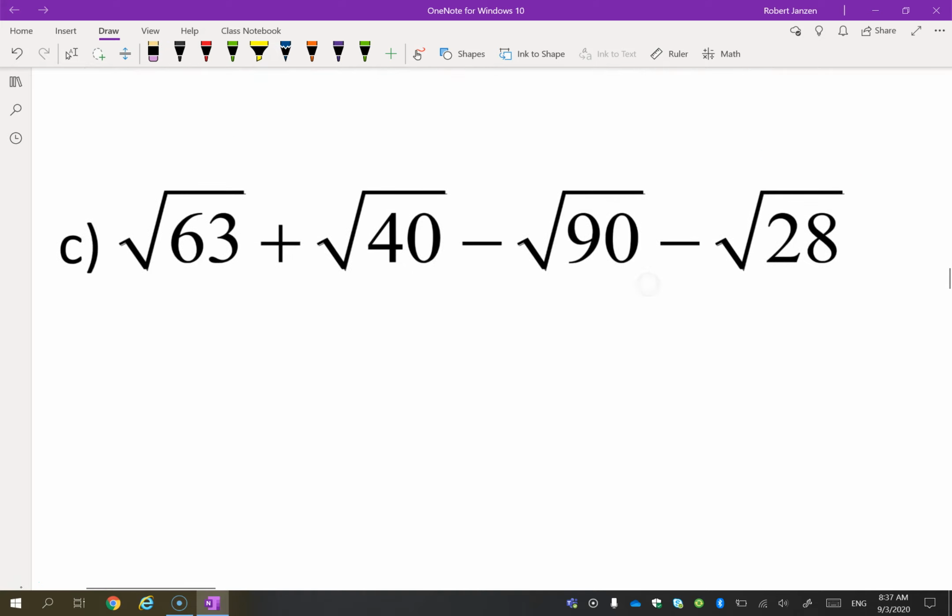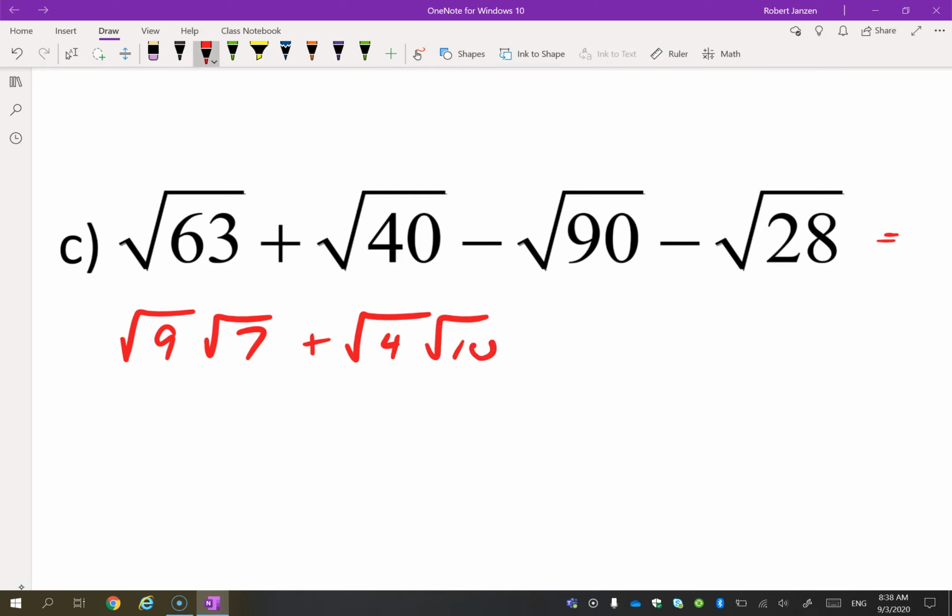Okay, let's try this one. These are all square roots. Let's try to simplify them. This is 9 times 7. This is 4 times 10. By the way, can I only do 4 times 10? Would it be okay to do, I don't know, let's say 8 times 5? Would that be better? Well, no, because 8's not a perfect square. So I don't want to do that. Make sure that the first number you write is a perfect square.